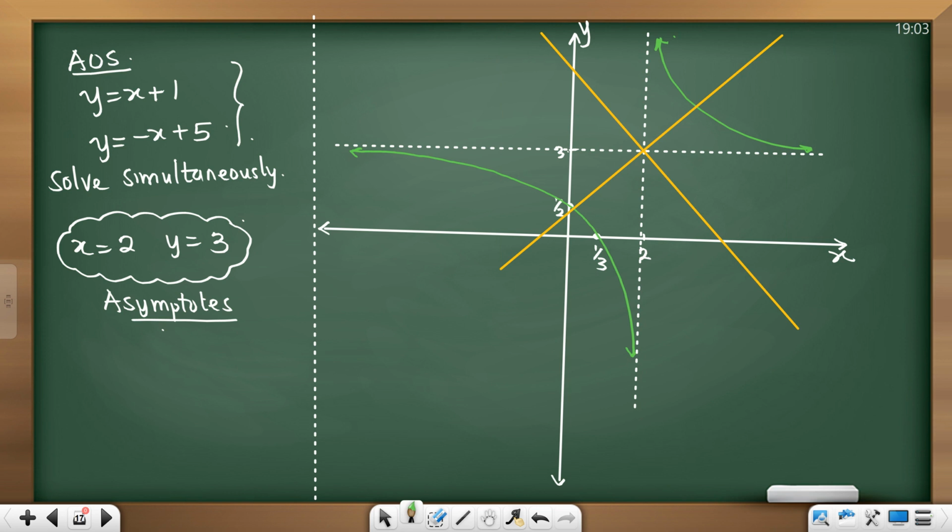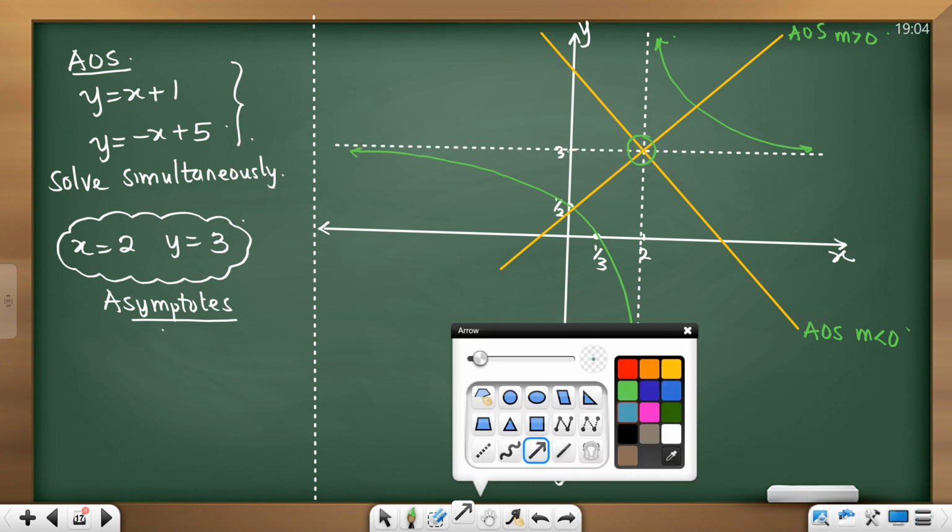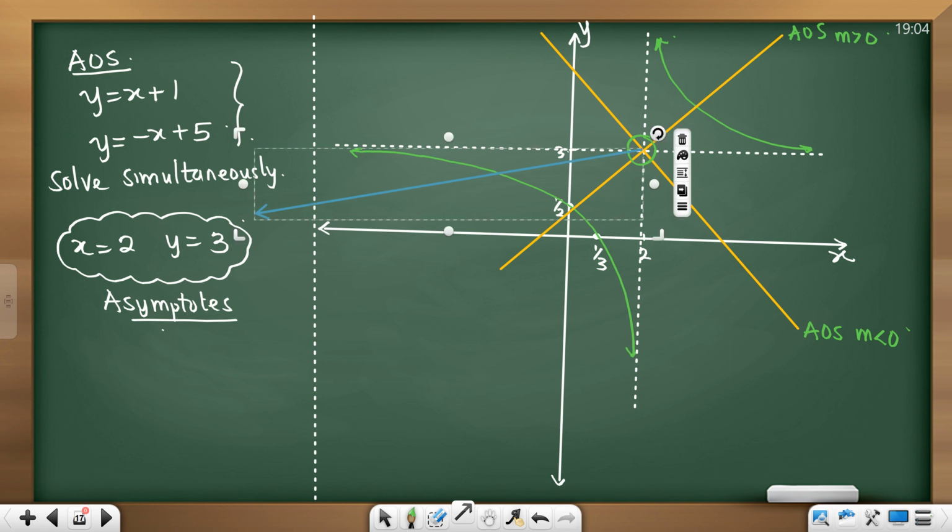Take note. This is the axis of symmetry when m is greater than 0, increasing function. Axis of symmetry when m is less than what? 0. Please check that point. That's a very, very important point. This point is what we're looking for there. Solving simultaneously, because when graphs intersect, we solve simultaneously. Point of intersection is solved simultaneously.